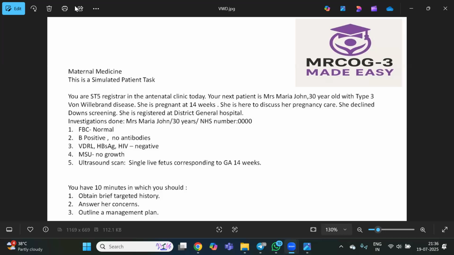So today's case is a simulated patient task. It is an inherited bleeding disorder. Commonly we have three inherited bleeding disorders: hemophilia A, hemophilia B, and von Willebrand's disease. So today's case is von Willebrand's disease. This is a simulated patient task.